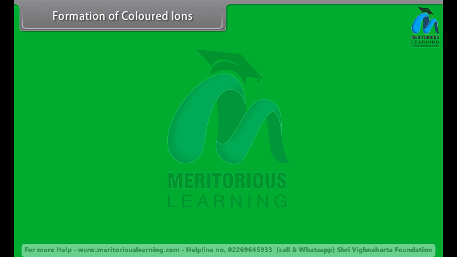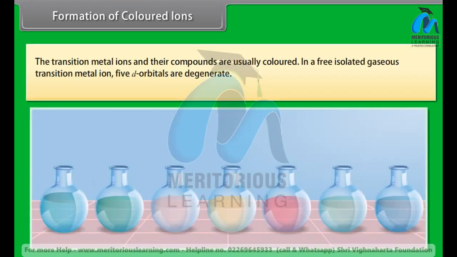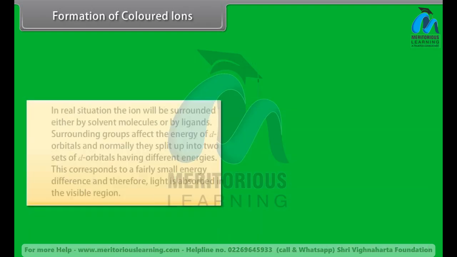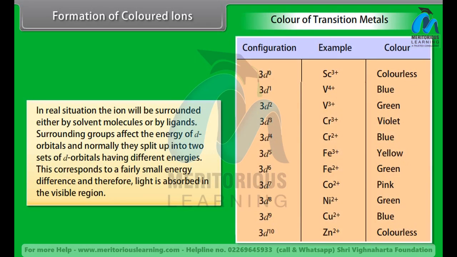Formation of colored ions. The transition metal ions and their compounds are usually colored. In a free isolated gaseous transition metal ion, 5 d orbitals are degenerate. In real situation, the ion will be surrounded either by solvent molecules or by ligands. Surrounding groups affect the energy of d orbitals, and normally they split up into 2 sets of d orbitals having different energies. This corresponds to a fairly small energy difference, and therefore light is absorbed in the visible region.